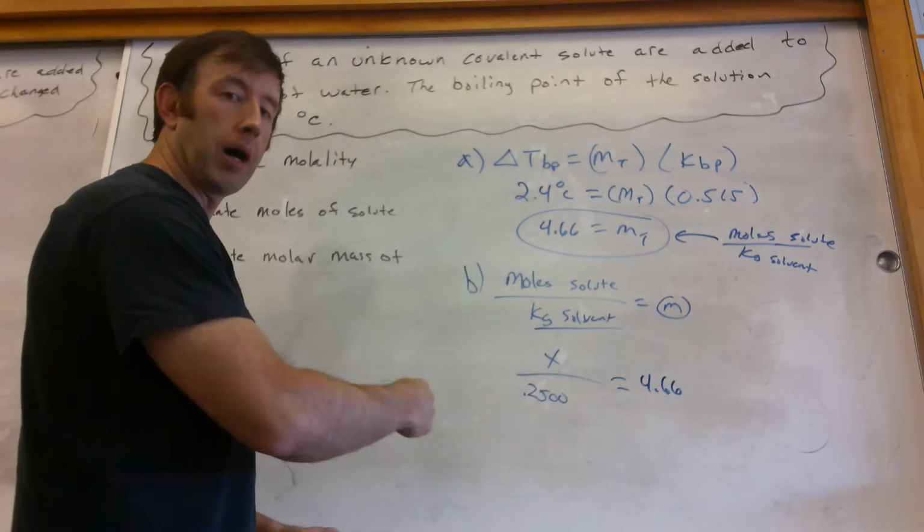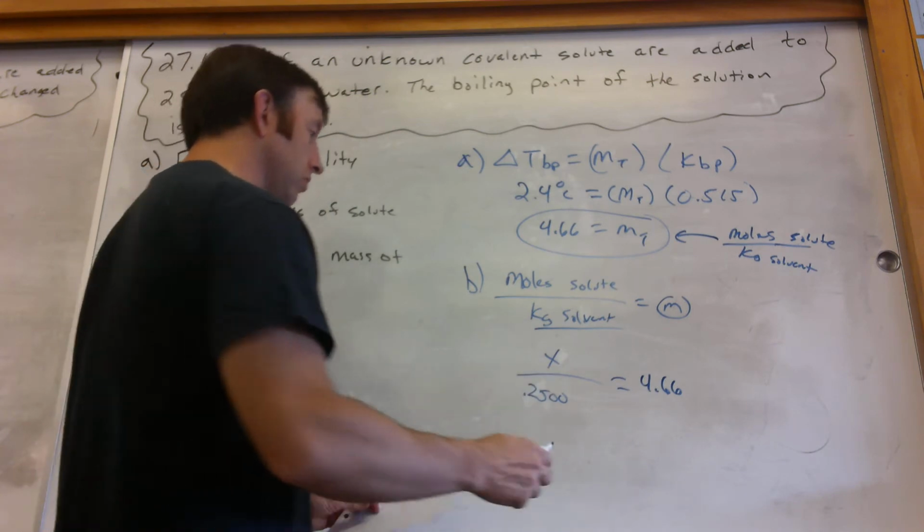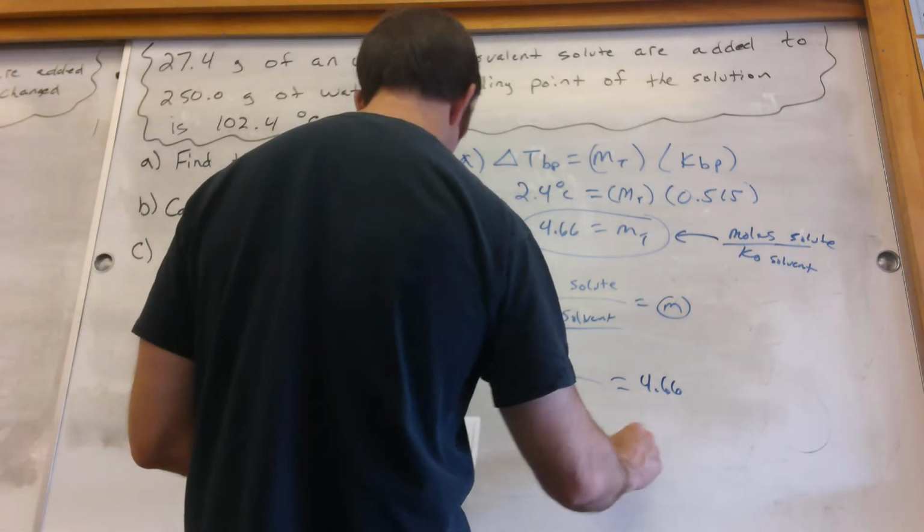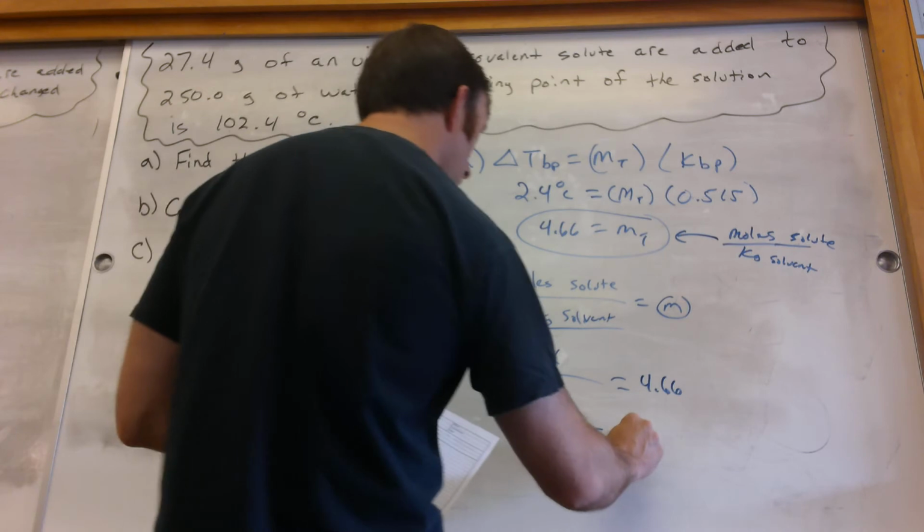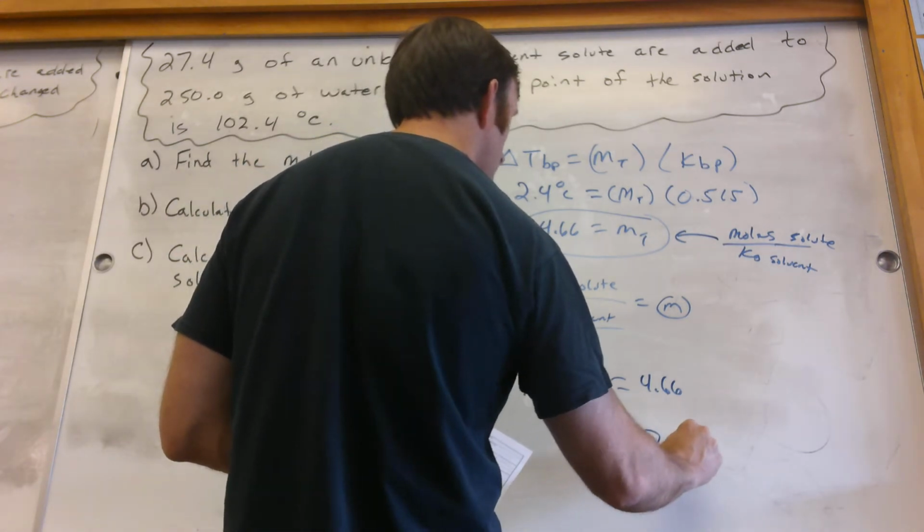Alright, so I just multiply both sides by 0.25 and x will come out to 1.17.